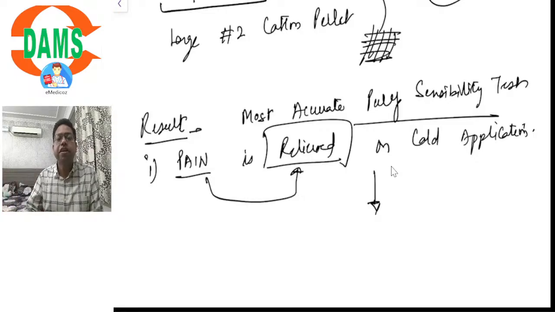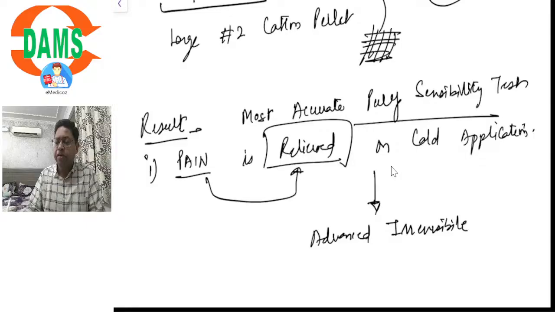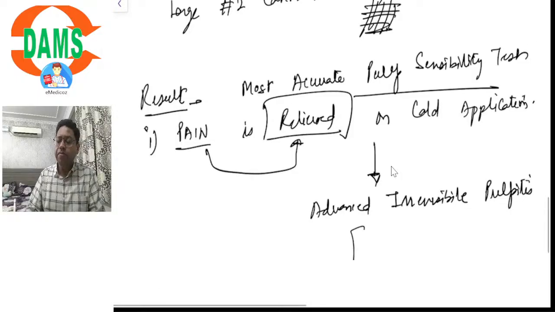Now, the reverse is happening. A very cold agent is being applied, but the patient's pain is relieved. Then the diagnosis would be advanced irreversible pulpitis, or sometimes we also call it pulp necrosis.